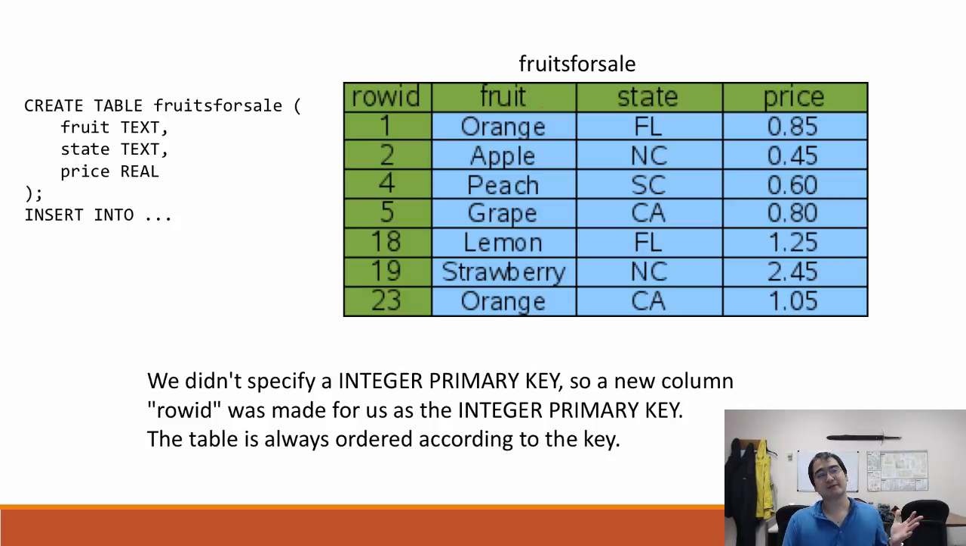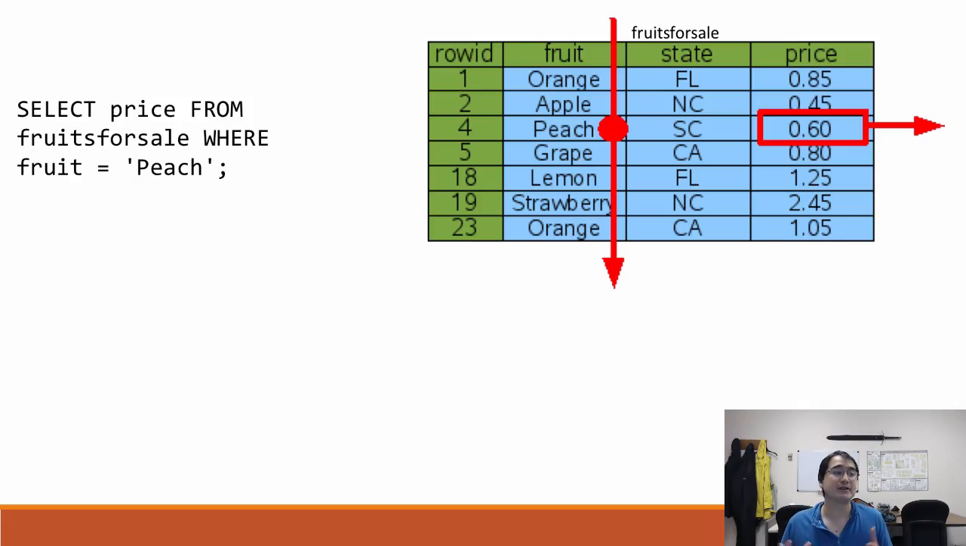Okay, so let's imagine a simple query. I want to select the price from the table FruitsForSale where the fruit is equal to peach. So how would we do this? If I handed you this table, if you had to do it by hand, how would you find the prices of all of the peaches?